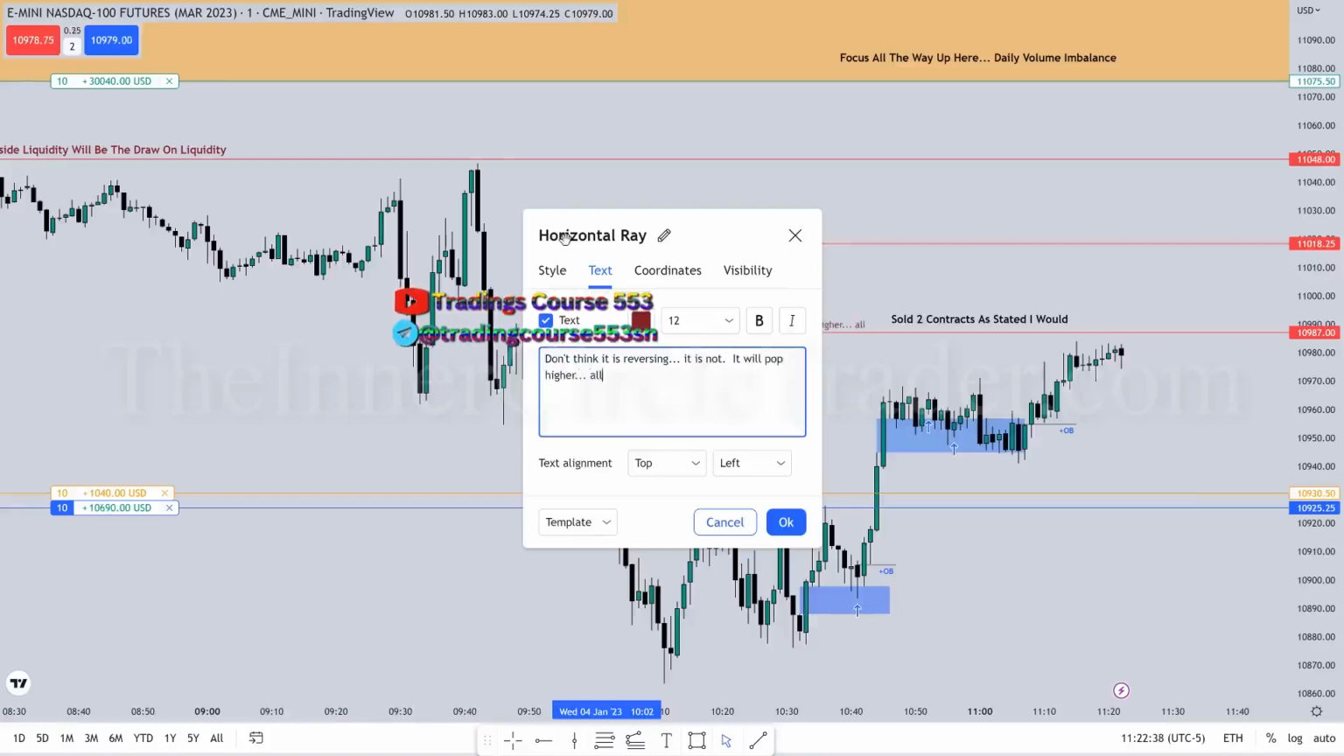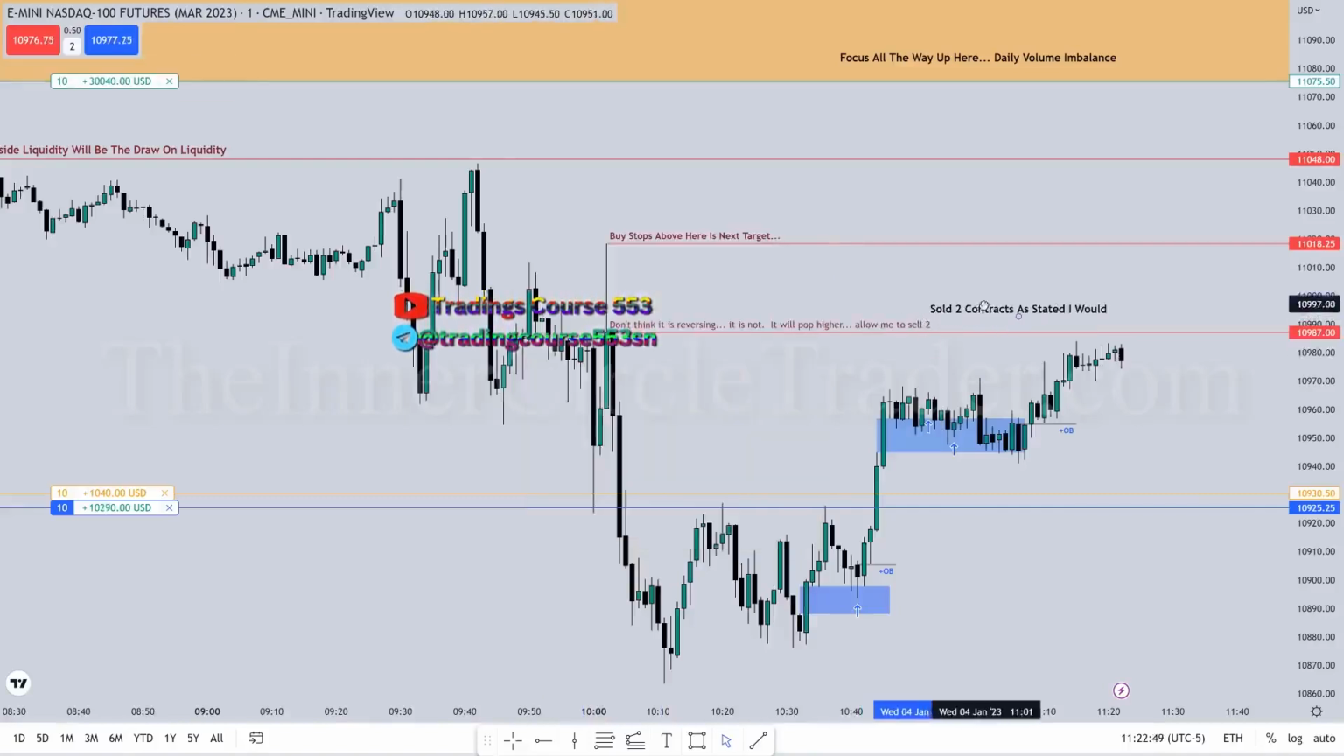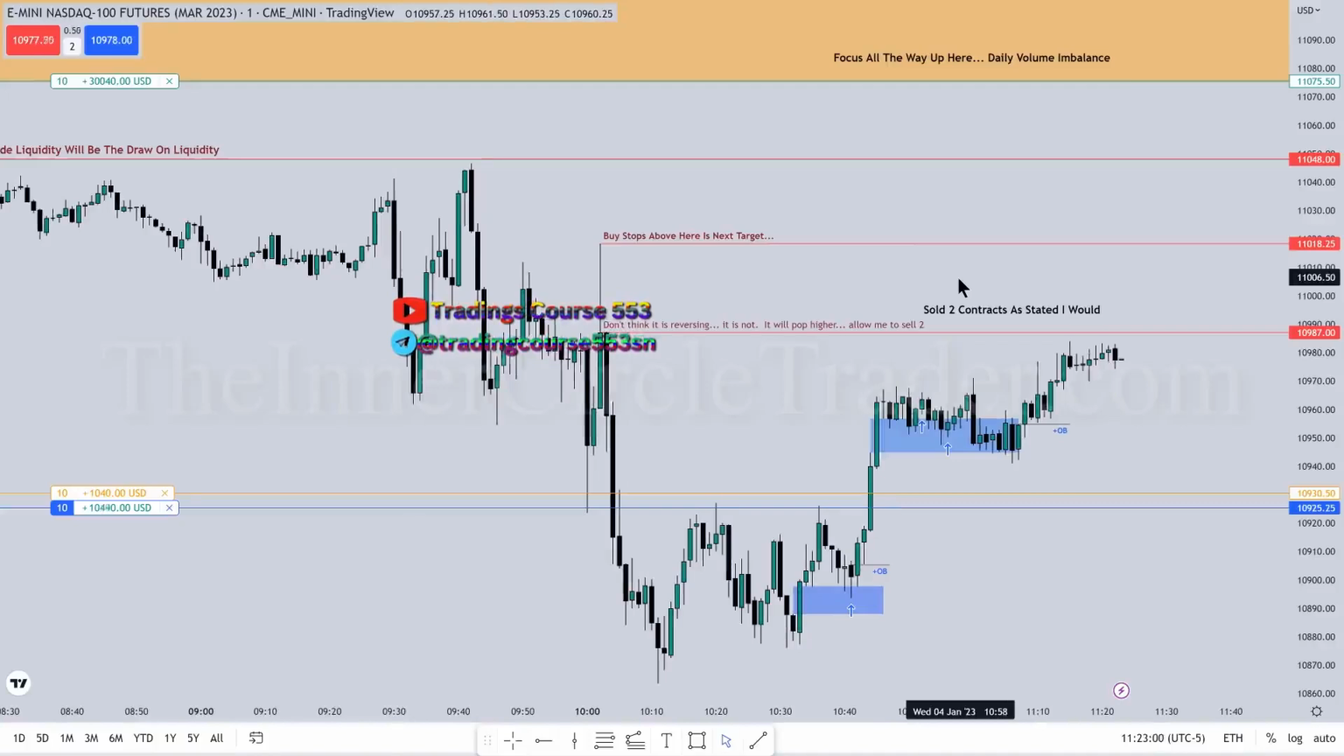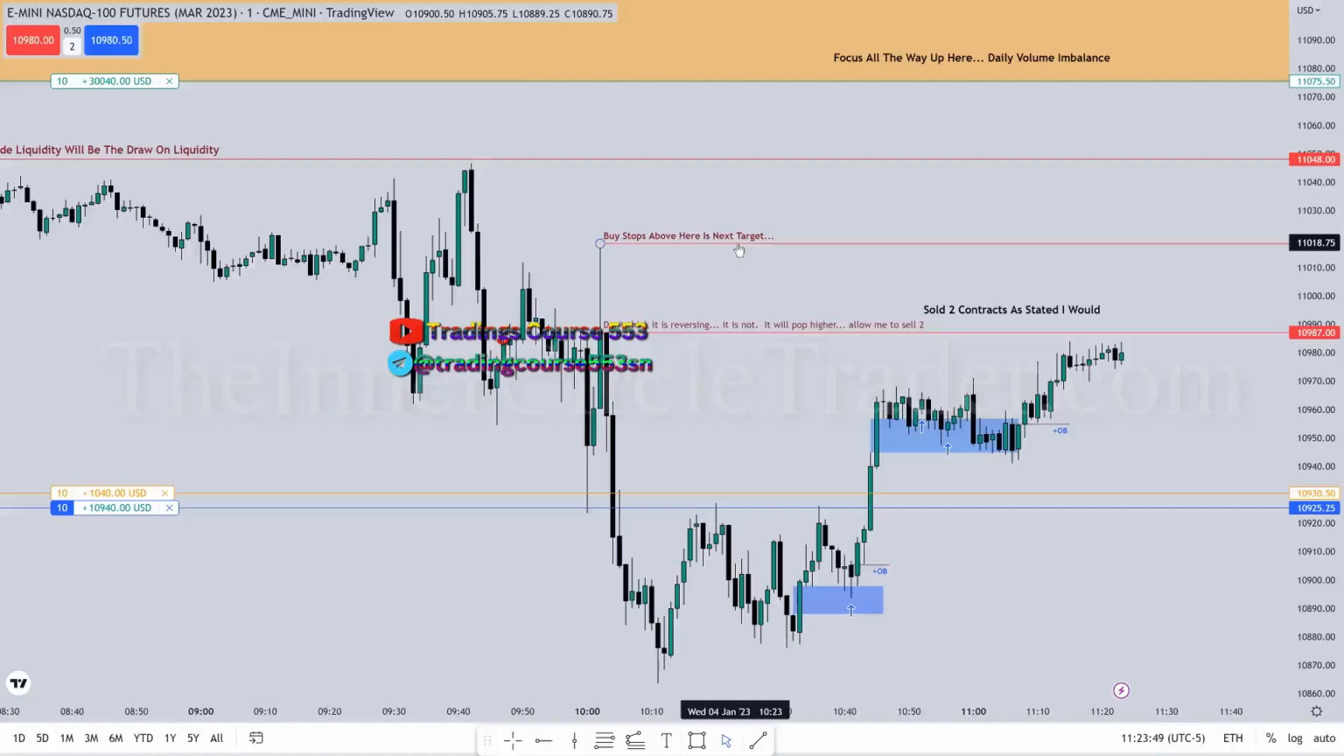And I'm referring to how you shouldn't be thinking it's going to reverse, because it's not. It's going to pop higher and allow me to take 2 contracts off. And I want to delete that sold 2 contracts as stated I would, because it's starting to irritate me because there's too many things on my chart and I don't trade like this. But for you to learn it, it's edifying for you to have it on the chart. So it's ready to pop up here. And I'm thinking to myself, this is a really drawn out process. A lot of time just for that small little range still not be delivered yet.